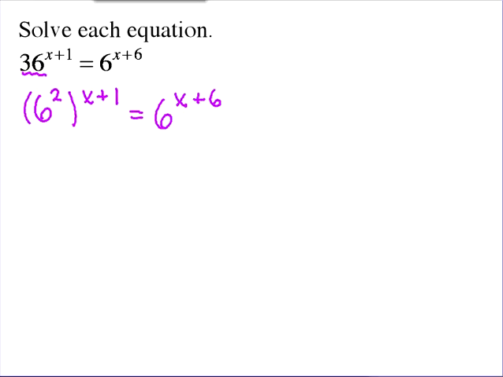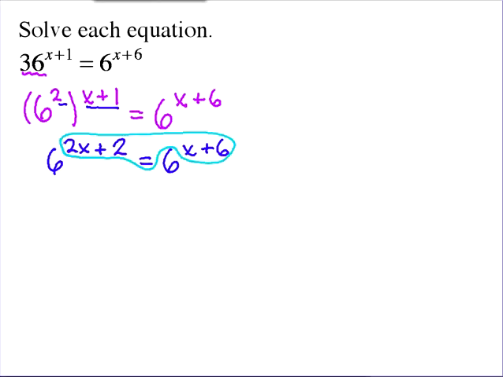Now in looking at that, when you have in this case 6 squared to the x plus 1, this is a power to a power. What do you do with the 2 and the x plus 1? You multiply them. So really you get 2x plus 2, and then that equals 6 to the x plus 6. Now that property that we looked at on the very first page stated that if you have the same base, all you do is set the exponents equal to each other. Well, I have the same base here, so all I'm going to do is write my equation right there. 2x plus 2 equals x plus 6.